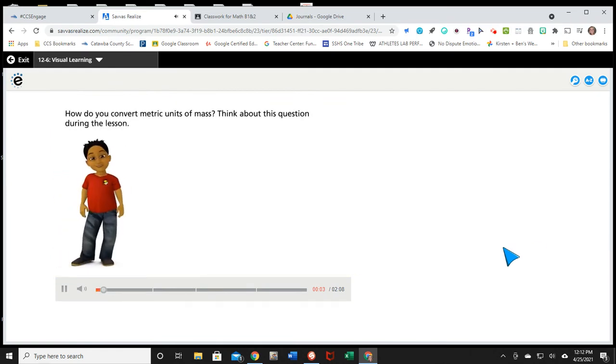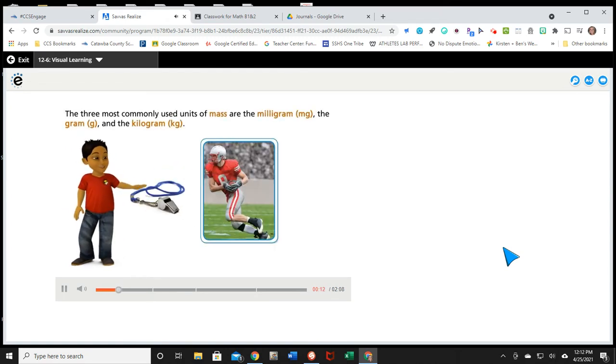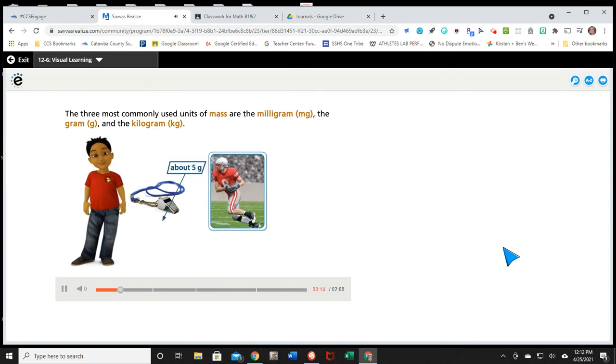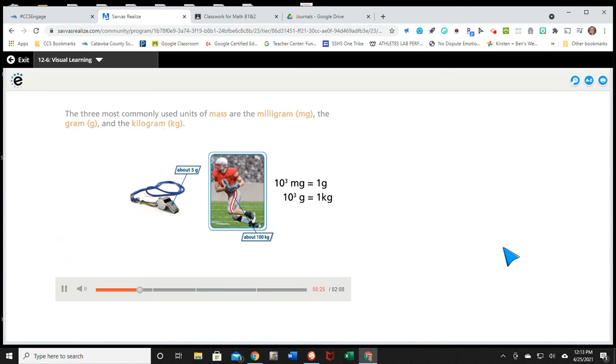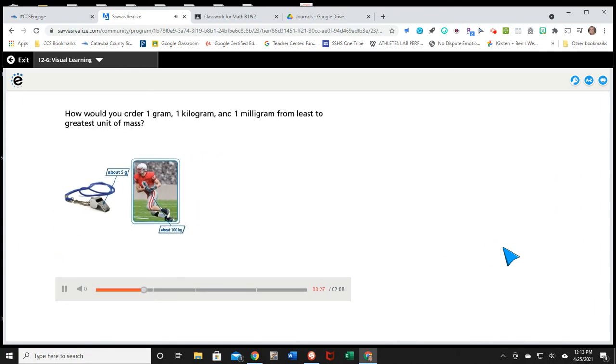How do you convert metric units of mass? Think about this question during the lesson. The three most commonly used units of mass are the milligram, the gram, and the kilogram. Converting metric units of mass is like converting other metric units. How would you order 1 gram, 1 kilogram, and 1 milligram from least to greatest unit of mass?